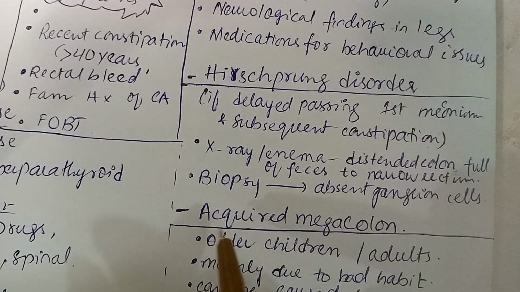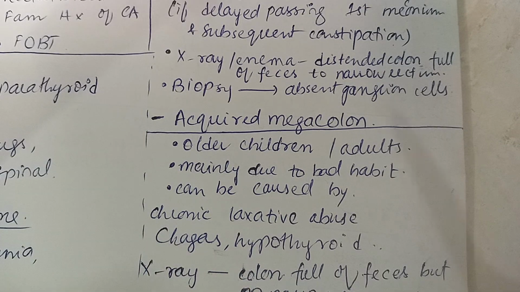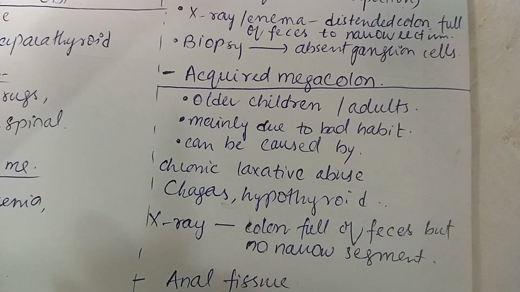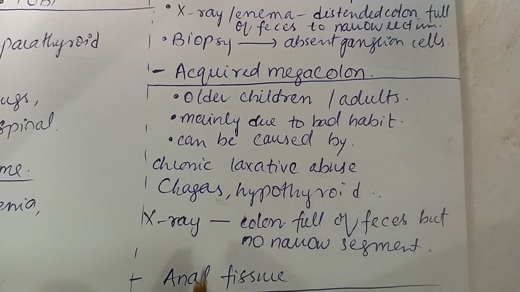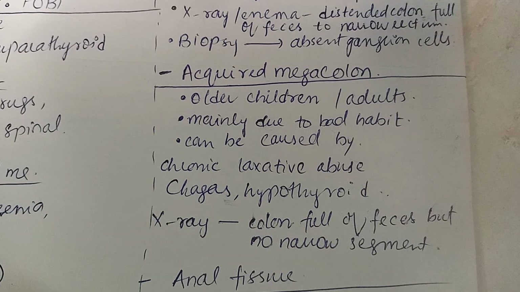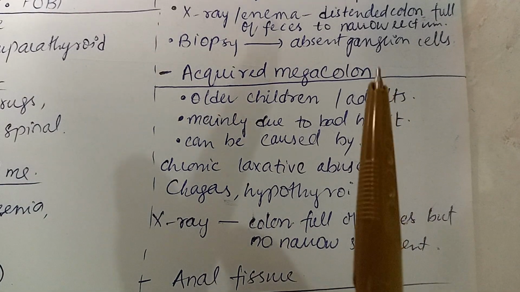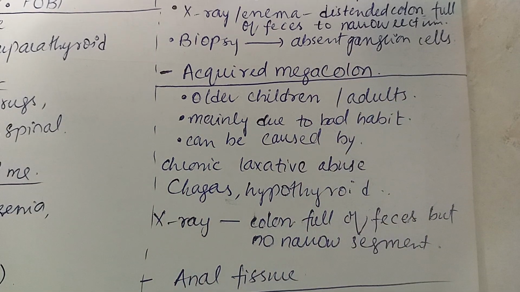In contrast, we have acquired megacolon, which is present in older children and adults. It is usually due to bad habit and can be caused by chronic laxative abuse, Chagas disease, hypothyroidism, and bad bowel habits. On X-ray, there would also be a colon full of feces like Hirschsprung disorder, but there would be no narrow segment of rectum. On the other hand, in Hirschsprung disorder, there would be a narrow rectum.